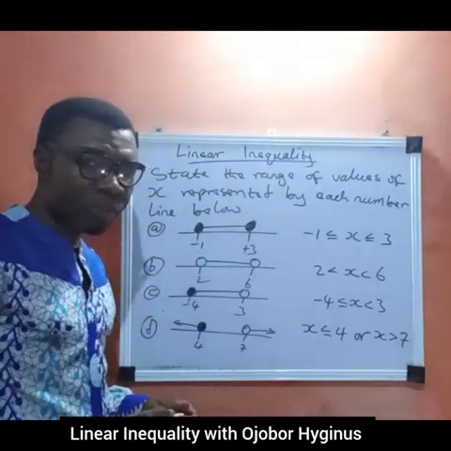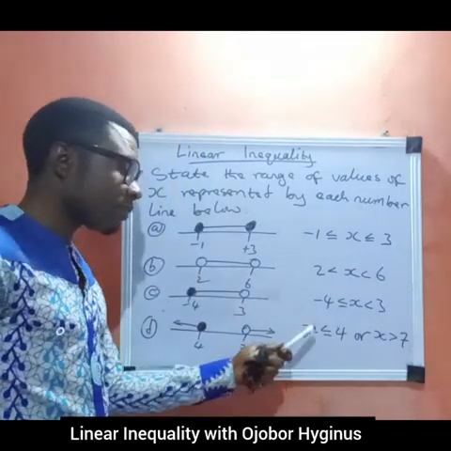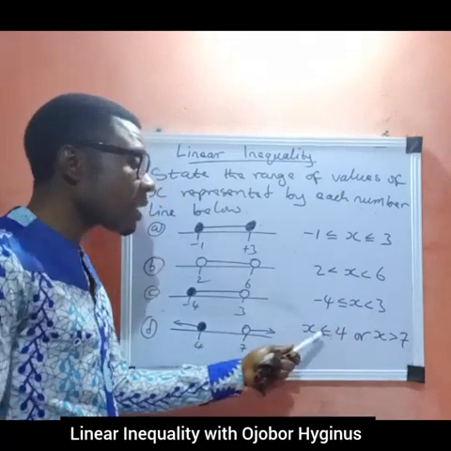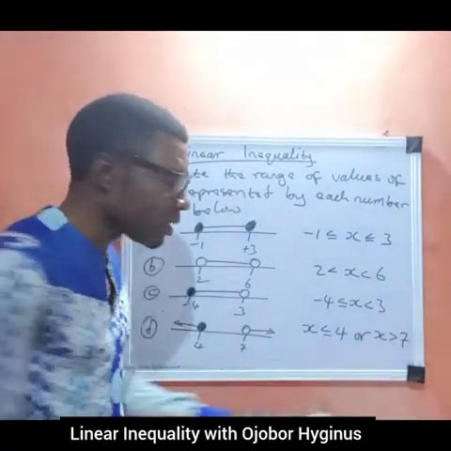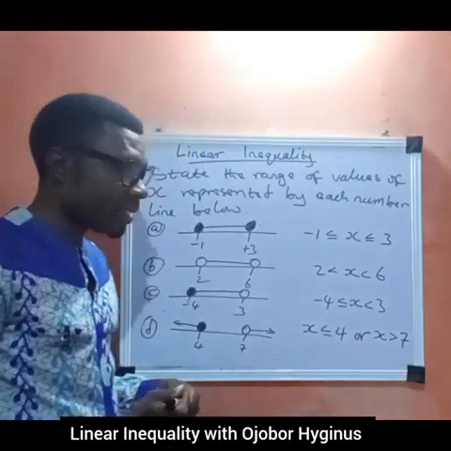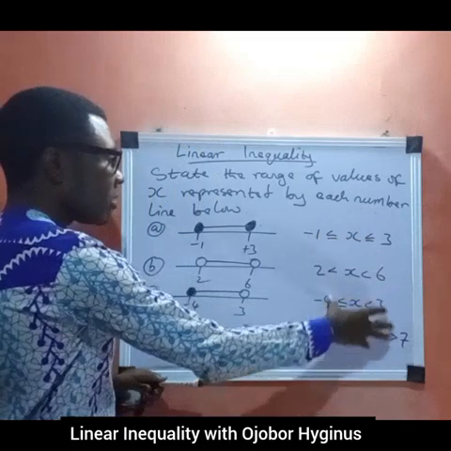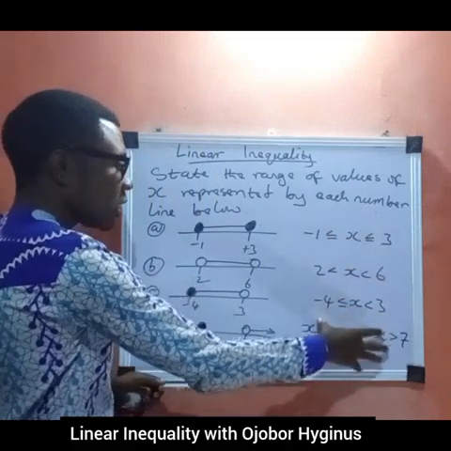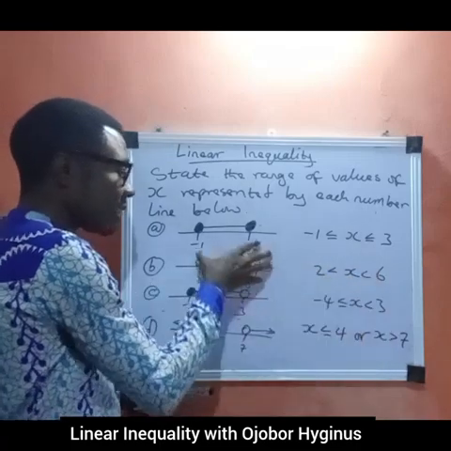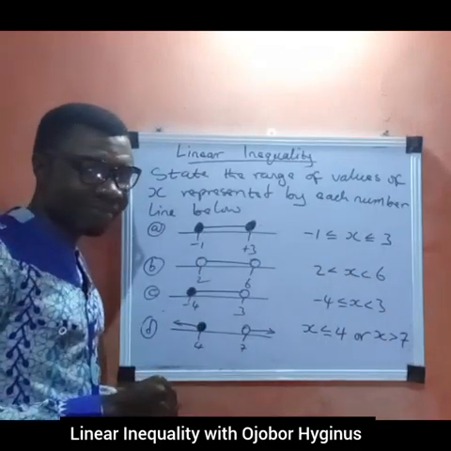So x cannot be both less than 4 and greater than 7, because a number that is less than 4 cannot be greater than 7. That is why we cannot combine these two. But this is the representation of the inequality from the number line.